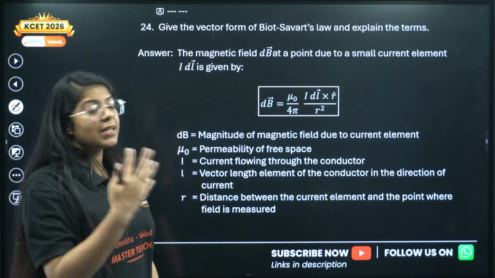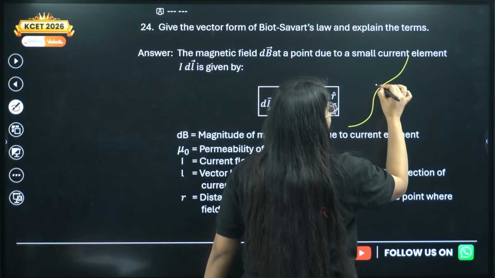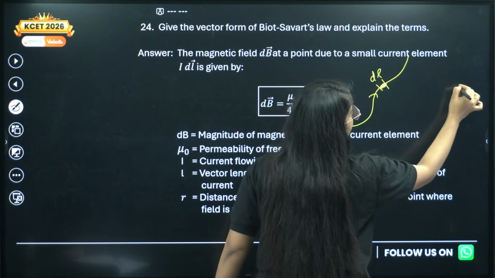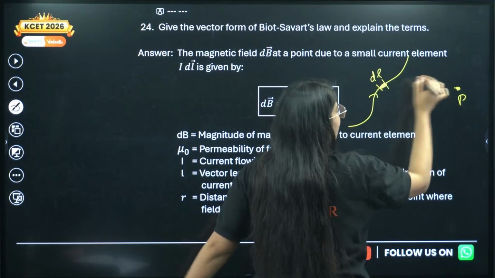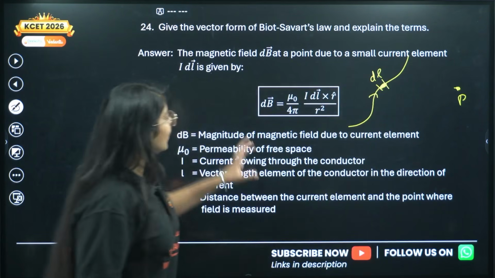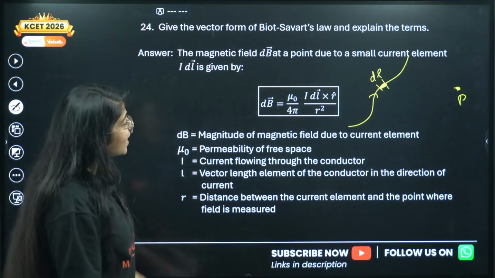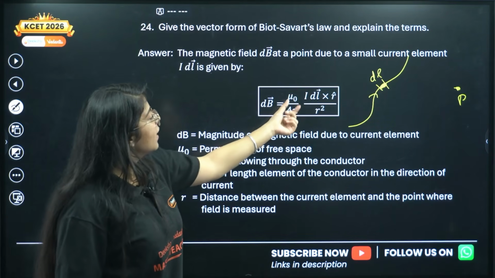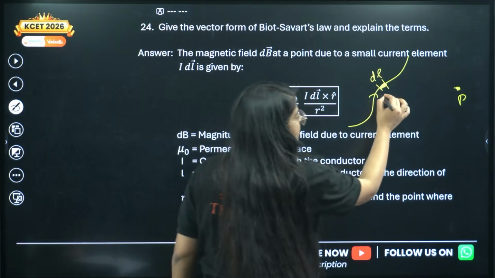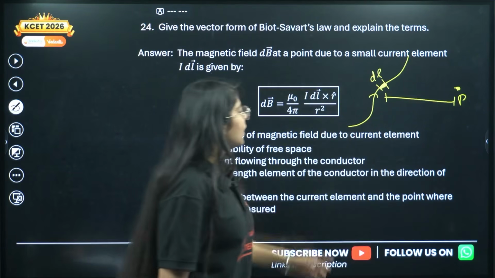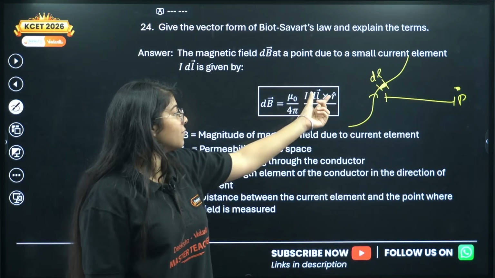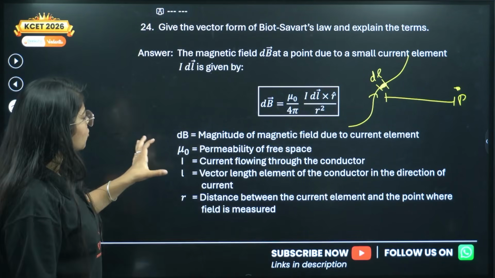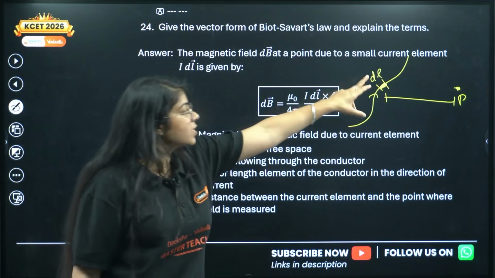That magnetic field is given by, let's say this is my element and this is the dl and current is passing. Because of this element a magnetic field is generated at this point P. So that is being given by Biot-Savart's law, which says that dB will be mu naught by 4 pi, I dl cross r cap. r is the distance of this element from the point, r cap is the unit vector of r, which gives the direction, divided by r square. Very easy.